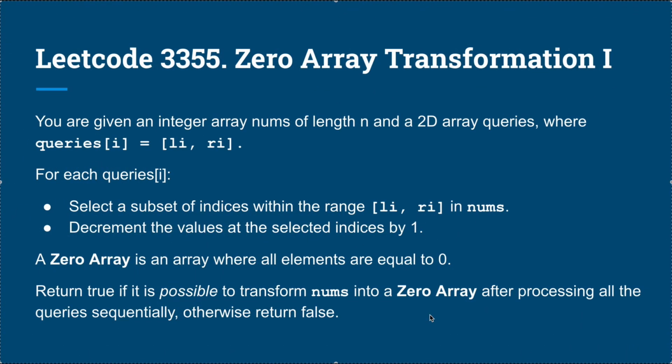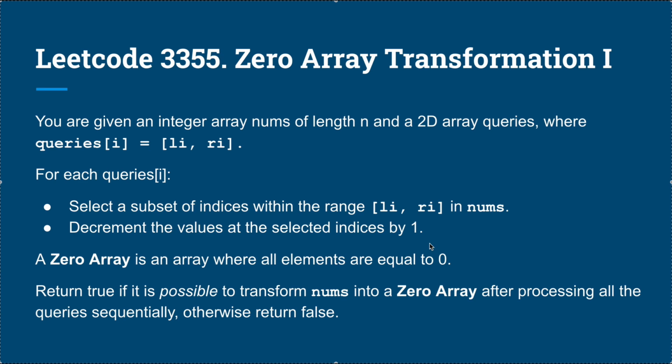So each query lets you decrement some indices in its range by 1. The problem asks: is there a way to pick subsets from these queries so that every element ends up at 0? So we have to find the way to pick the subsets from these queries so that every element ends up at 0. Just pause this video and think about the intuition.